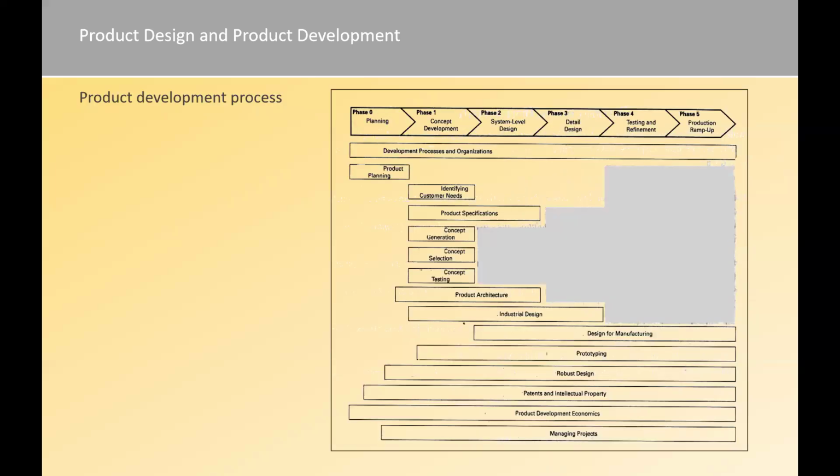This is an example of a product development process. So it is quite similar to a Gantt chart. Gantt chart is something which considers the phases of any process with respect to the timeline. So phase 0 to phase 6, phase 5 is shown in this example. So the development process and organization, it is throughout the process. First is the planning, then there is identification, then there is architecture, then there is design, then there is manufacturing, prototyping, robust design. All these things are involved, right?